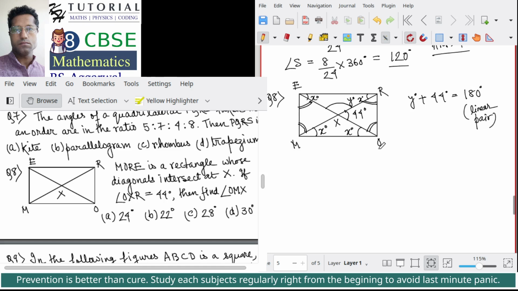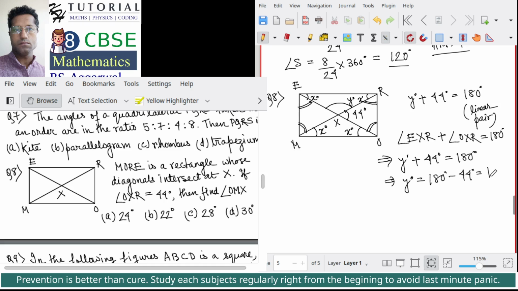Linear pair. Let's say angle EXR is y degrees, so angle EXR plus angle OXR is equal to 180 degrees, as they are a linear pair of angles. We have labeled angle EXR as y degrees. So y degrees plus angle OXR, which is given to be 44 degrees, is equal to 180 degrees. So y degrees is equal to 180 degrees minus 44 degrees, which is equal to 136 degrees. So y is 136 degrees.